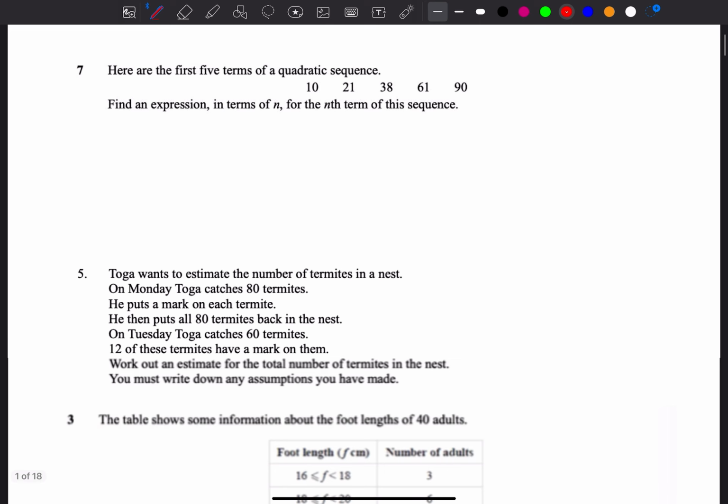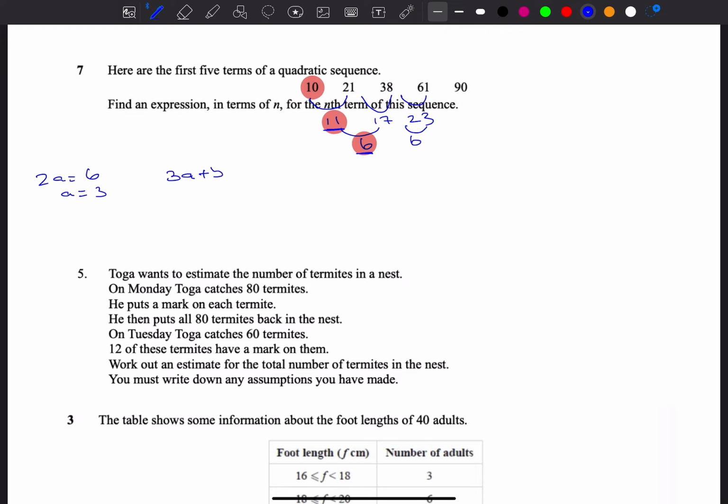Next one. You got 5 terms on the quadratic sequence. So this number to this number, 11. This number to this number, that's what? 17. Here to here, that's what? 23. That's enough. Here, 6. That number. So 2a is the bottom number, which is that one, 6. A is 3 then. 3a plus b is that number, which is 11. 3 bracket 3a, yeah, plus b equals 11. That's 9. Take the 9 out. b equals 11 minus 9, that's 2.